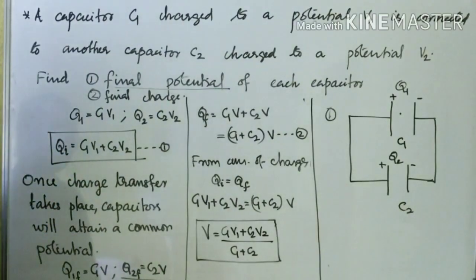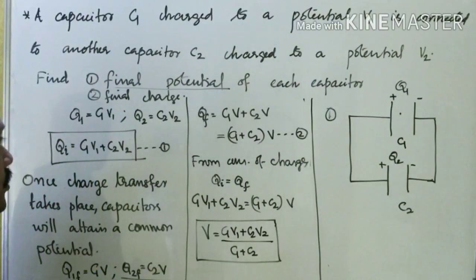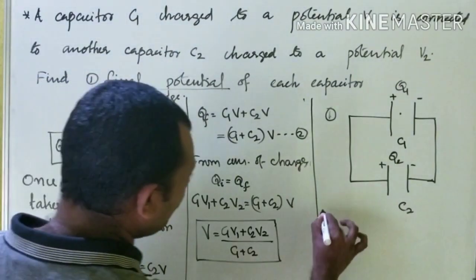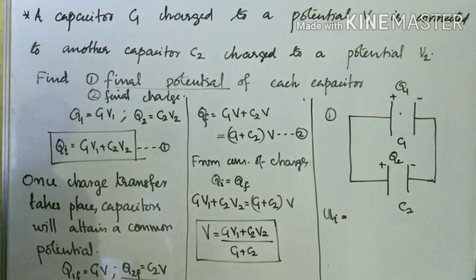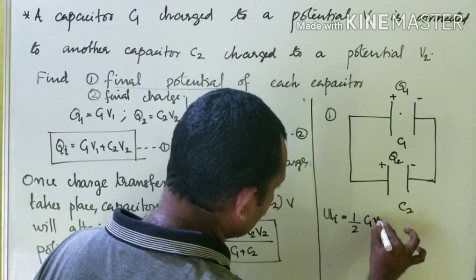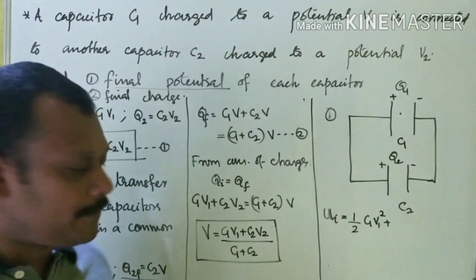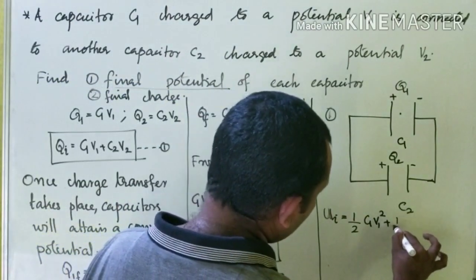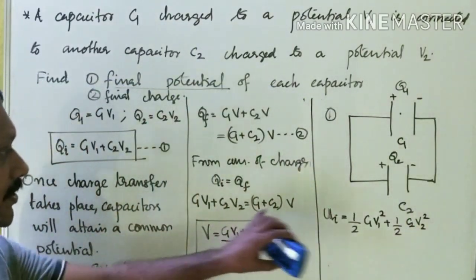What is the next part? So please copy this down in your notebook. This is very, very important. The next part is to find out the loss of energy, right? What is the initial energy of the system? Initial energy is equal to half C1 V1 square. That is the energy of a parallel plate capacitor. This is the energy on the first capacitor. Plus half C2 V2 square. This is the initial energy of the system.